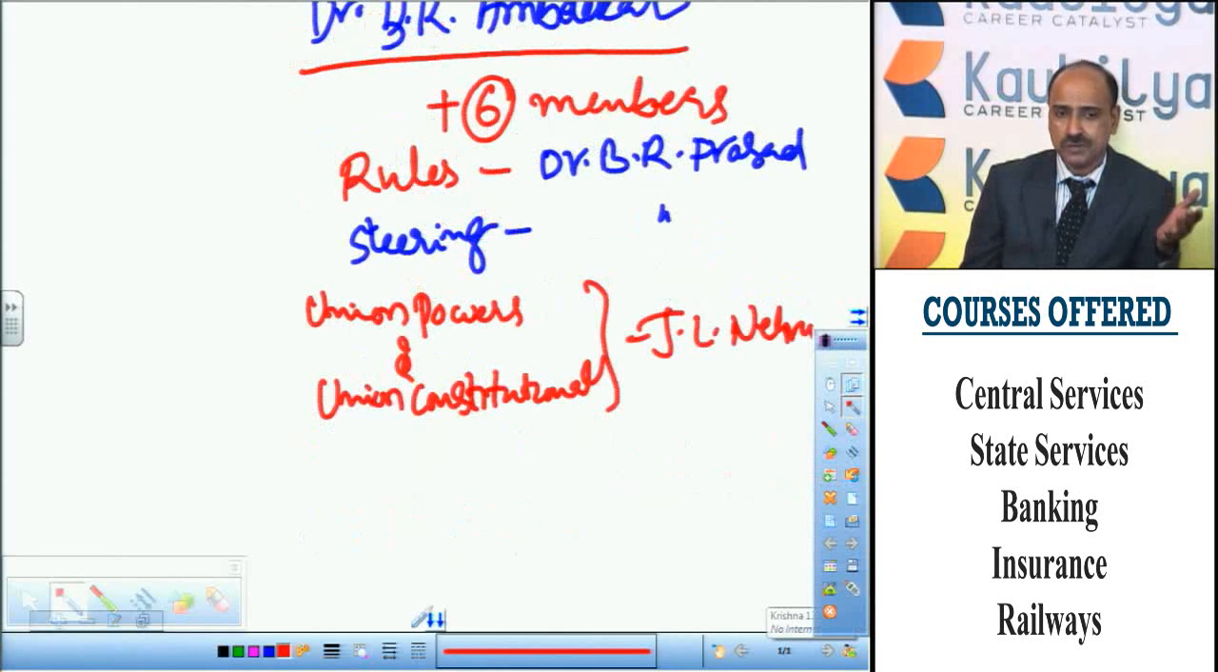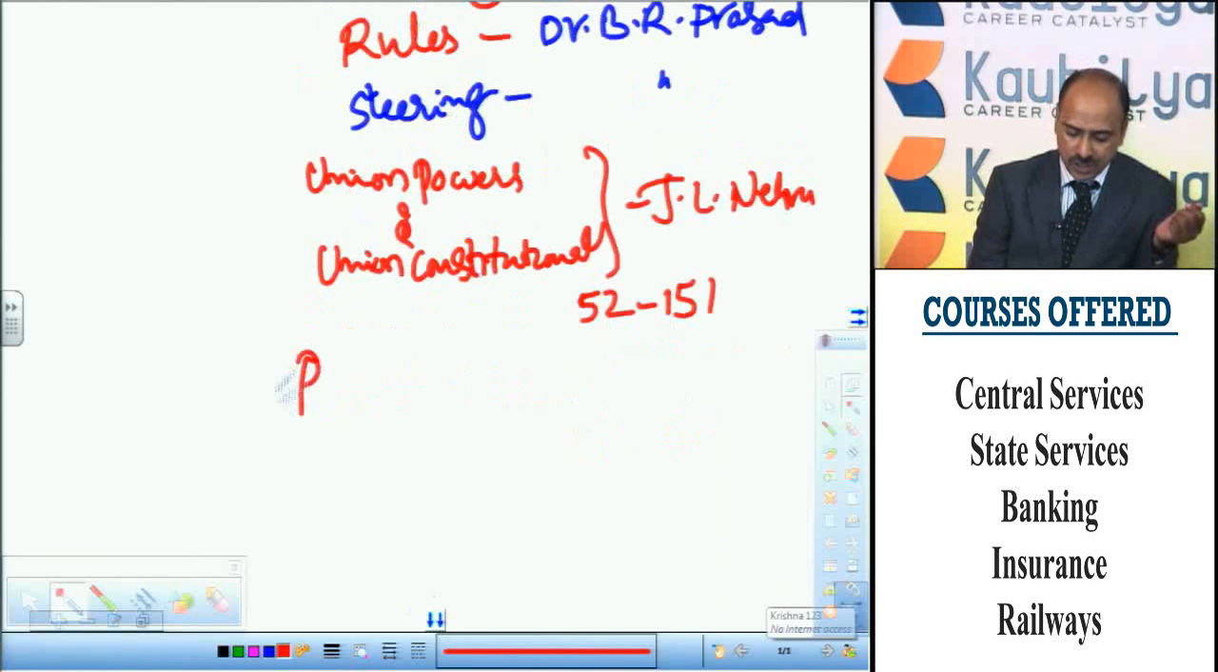Union powers means central government: what type of powers are required, what type of rules and regulations are required. In our Constitution, from Article 52 to 151, central government related articles are there. All these articles were mentioned according to Jawaharlal Nehru's guidelines. Union powers and union constitutional matters were all designed by Jawaharlal Nehru.